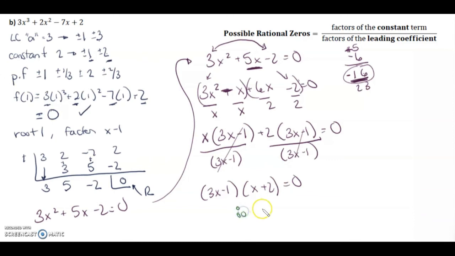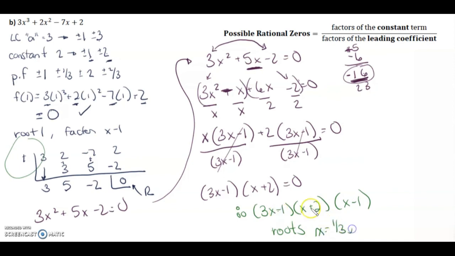Okay, so therefore factored form is 3x minus 1, x plus 2, and don't forget here, x minus 1. Okay, and then the roots from these are going to be 1 over 3, negative 2, and positive 1.